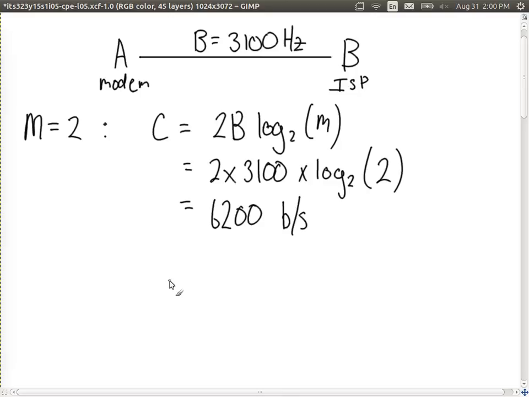No one remembers the dial-up modems, so no one's going to remember what was the highest speed that they got. If you go back in history and find one of the most recent dial-up modems, they got speeds of about 56 kilobits per second. When you bought one, 56 kilobits per second using a telephone line. But we just said that our capacity is 6.2 kilobits per second. How did those modems get a speed of 56 kilobits per second?